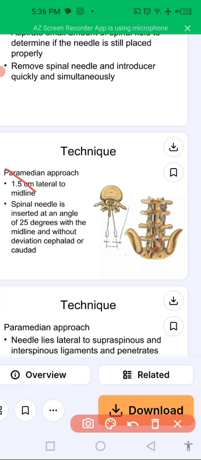The paramedian approach is also suitable. Insert 1.5 centimeters lateral to the midline. A spinal needle should be inserted at an angle of 25 degrees with the midline without deviation, cephalad or caudad.